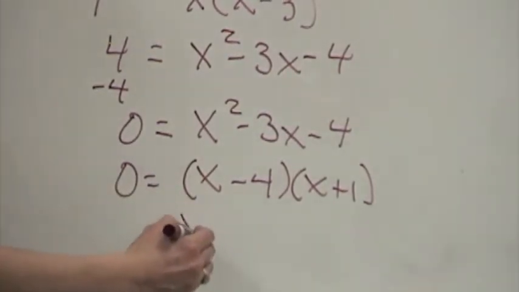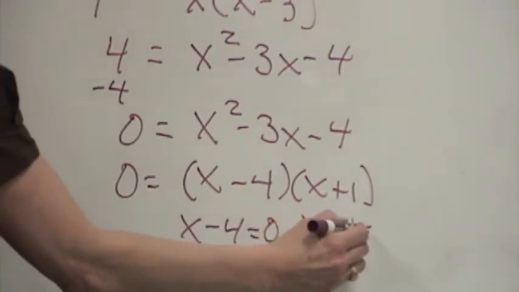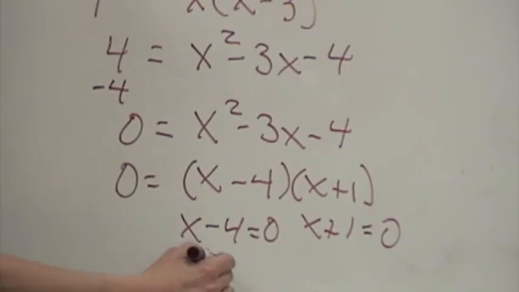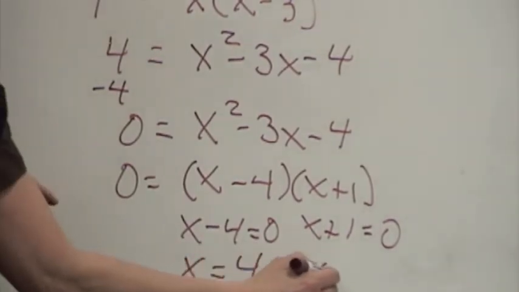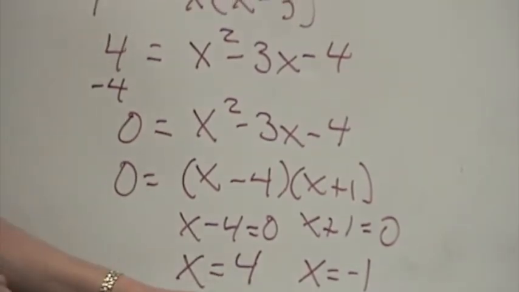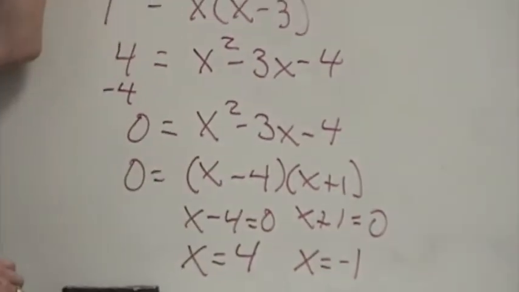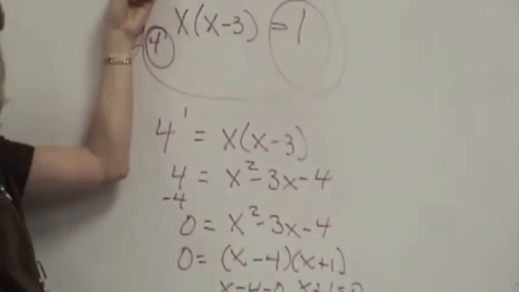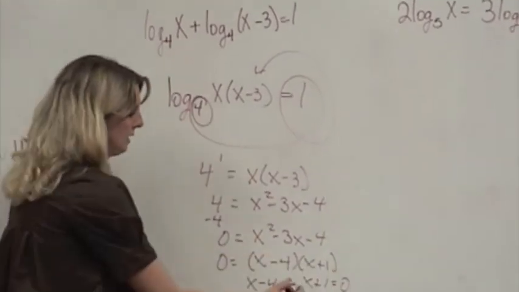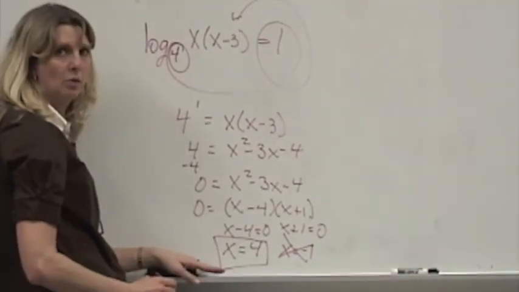Now we set each factor equal to 0. So our two answers will be x equaling 4 and x equaling negative 1. The problem with this is we're not allowed to take the log of a negative number. And if I plug negative 1 in here, I would be taking the log of a negative number, and that is not a real number. So this is canceled, and our answer is x equals 4.